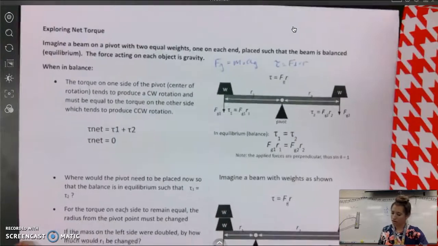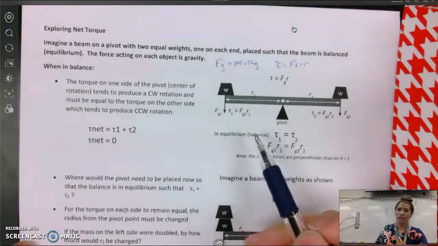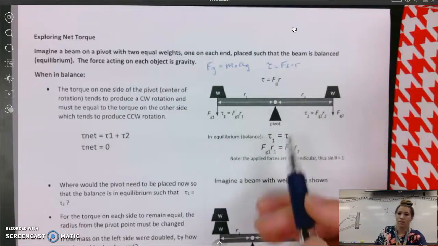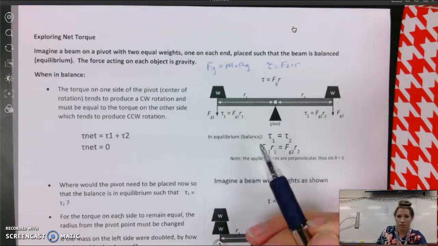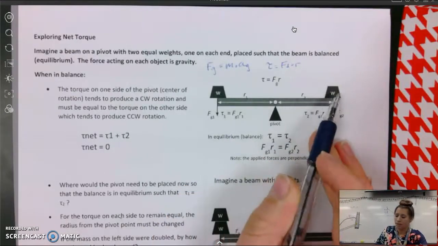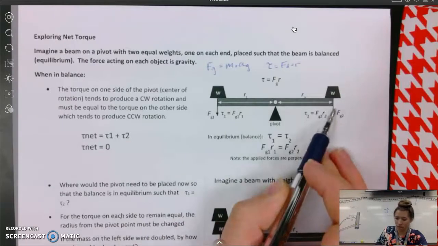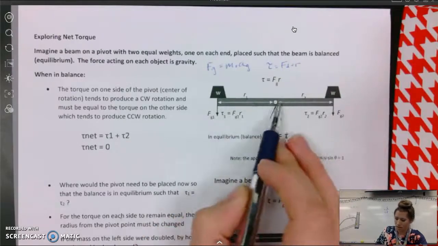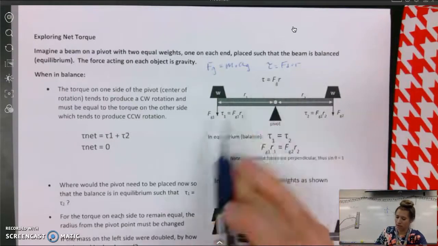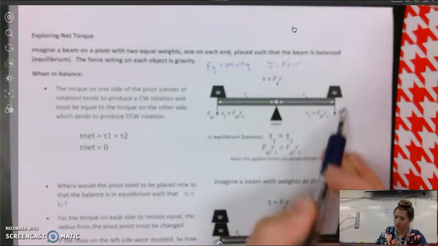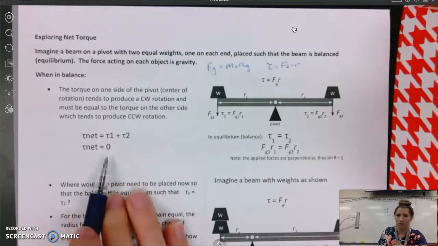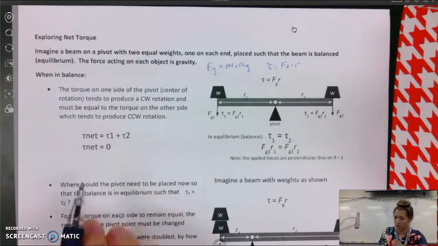Okay? So when I look at this and say, okay, there's two torques acting on this object, but no rotation is going to occur because the mass is the same, which means that the force due to gravity would be the same, and r is the same for both of them. And when that's the case, then torque 1, that would be caused here, would be equal to torque 2. And so they would cancel each other out, and so our overall net would be 0.